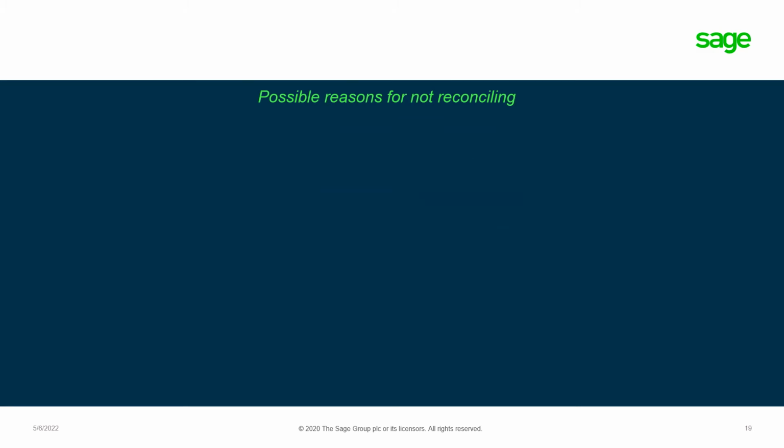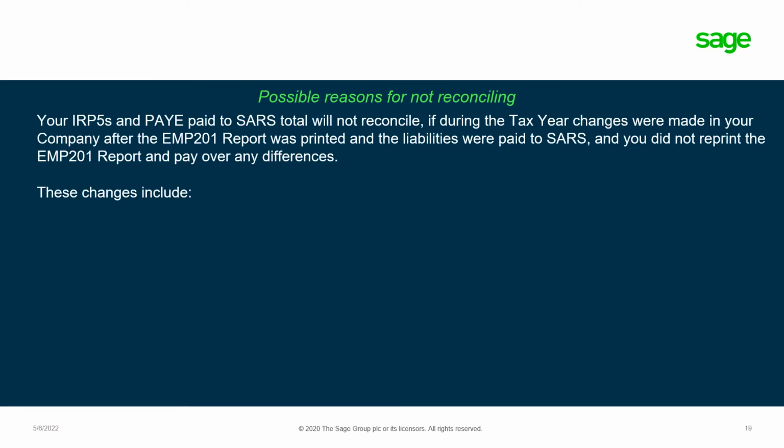Possible reasons for not reconciling. Your IRP5 and pay-as-you-earn paid to SARS totals will not reconcile if, during the tax year, changes were made in your company after the EMP201 report was printed and the liabilities were paid to SARS, and you did not reprint your EMP201 report and pay over any differences.